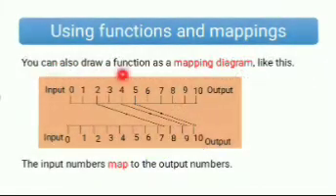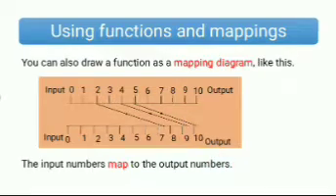Now, you can also draw a function as a mapping diagram like this. So this is a mapping diagram. We have the input from here, then we have the output at this side. Is that clear? Now, inputs: 2 is mapped to 7, 4 is mapped to 9, then 5 is mapped to 10. So the input numbers map to the output numbers.